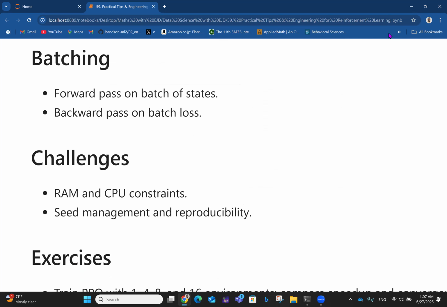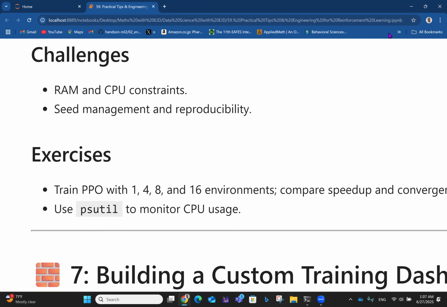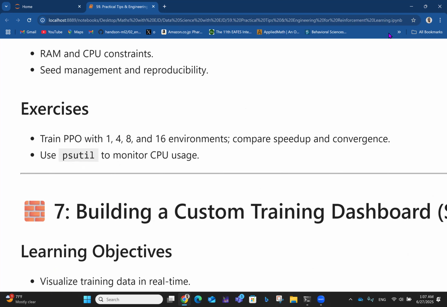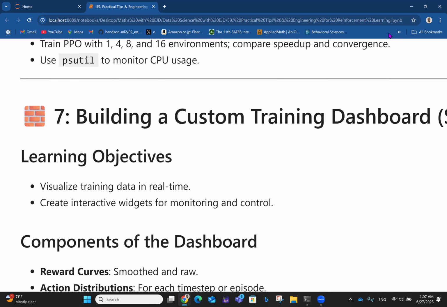The challenges include RAM and CPU constraints. That's random access memory, right? And central processing unit constraints. And then you have seed management and reproducibility. So exercises: you can train a PPO with 1, 4, 8, and 16 environments and compare speed up and convergence. Then you can use PSUTIL to monitor CPU usage.